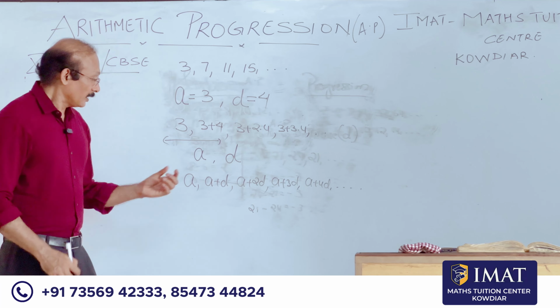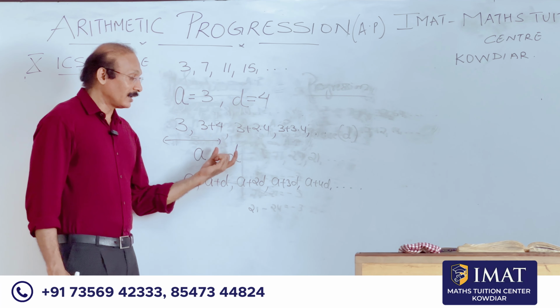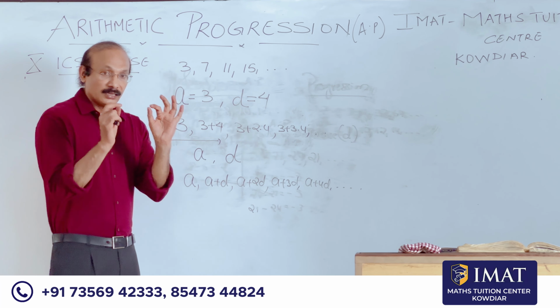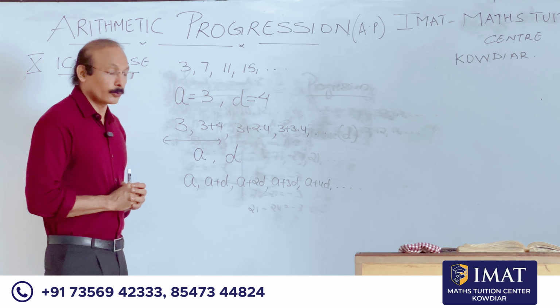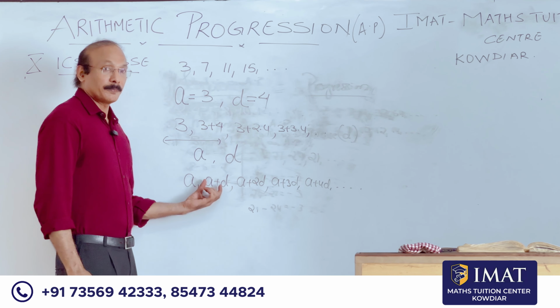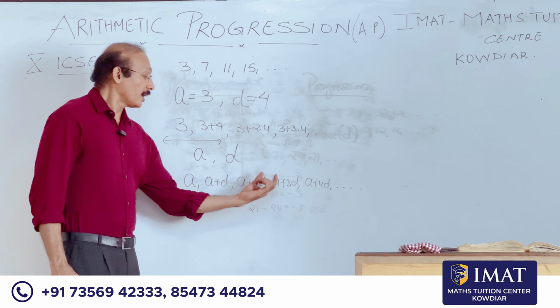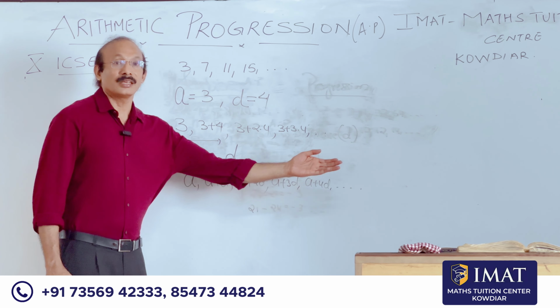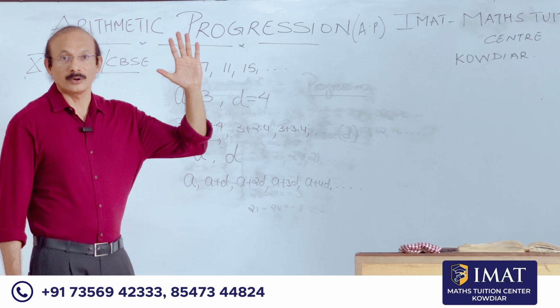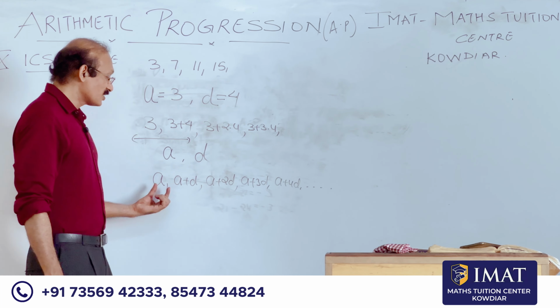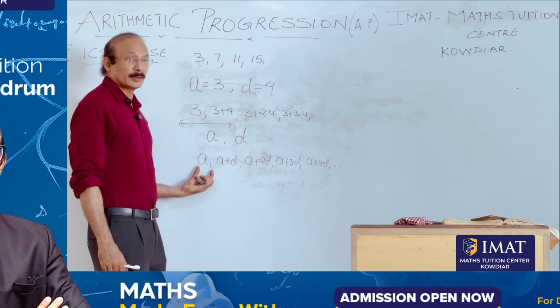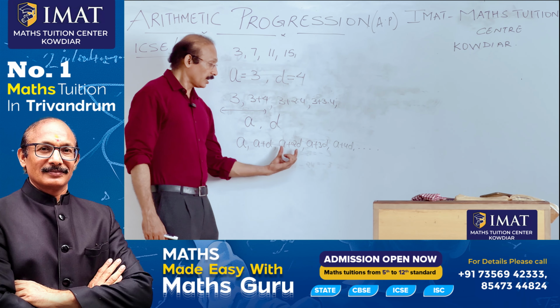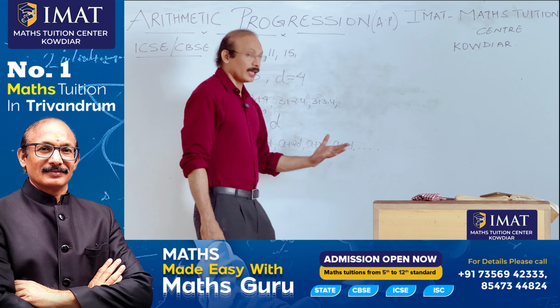So let me wind up. If A is the first term and D is the common difference, then the general form of an arithmetic progression is A, A plus D, A plus 2D, A plus 3D, A plus 4D, etc. Okay? So children, this is the general form of an arithmetic progression: A, A plus D, A plus 2D, A plus 3D, A plus 4D.